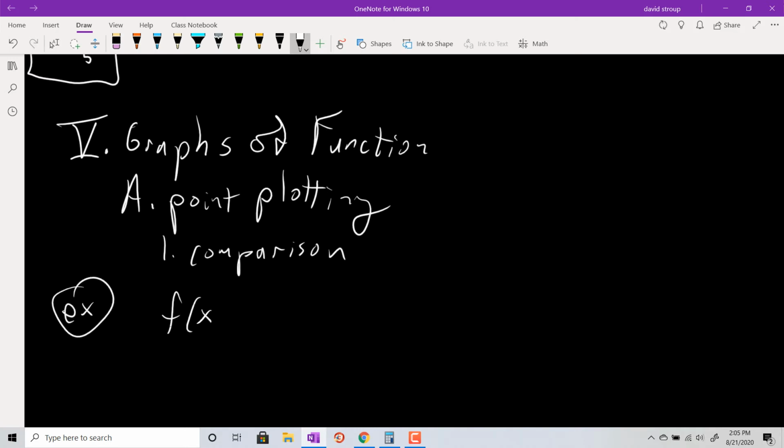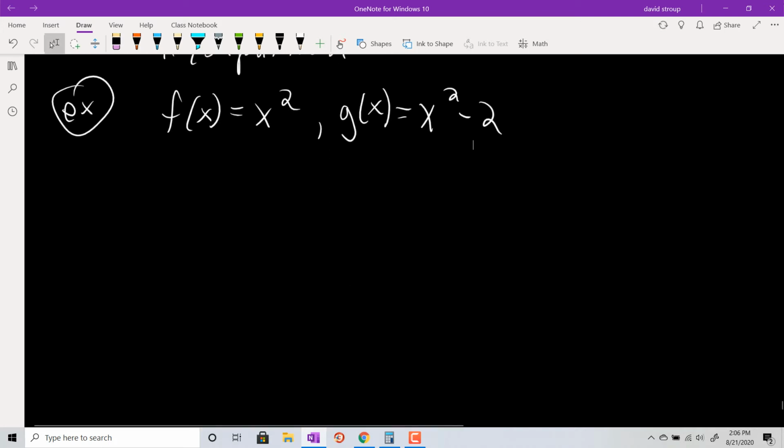For example, graph x squared and this other guy. Let's call it g. And so we're going to compare x squared with x squared minus 2 and see how they're related.